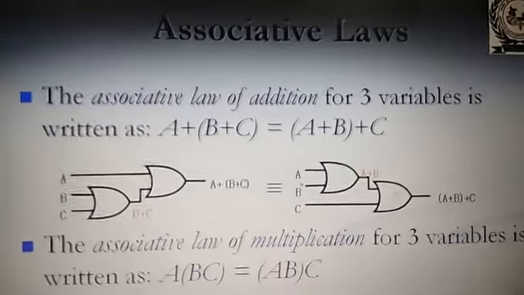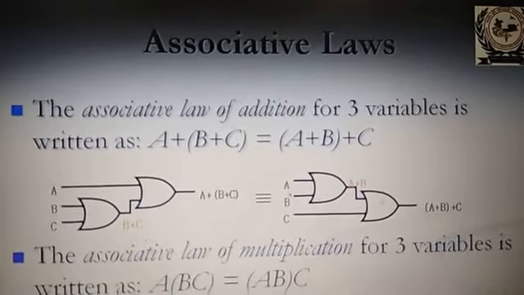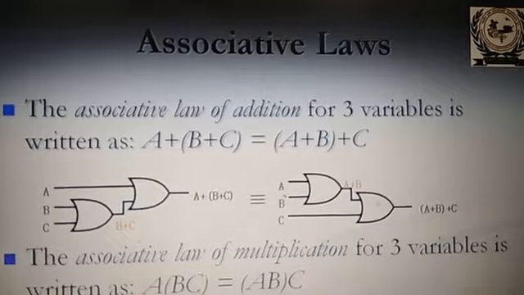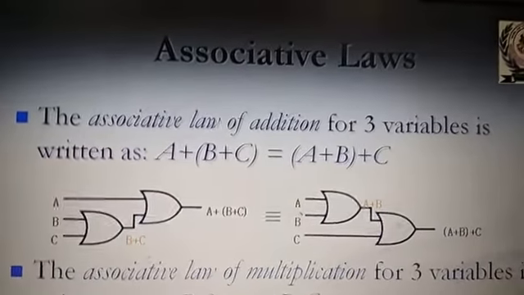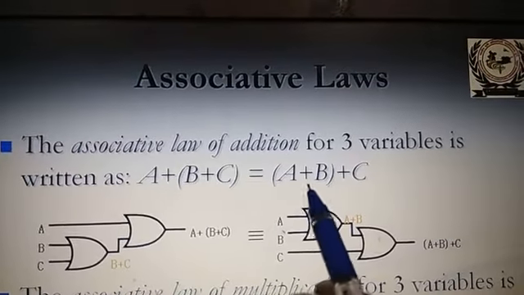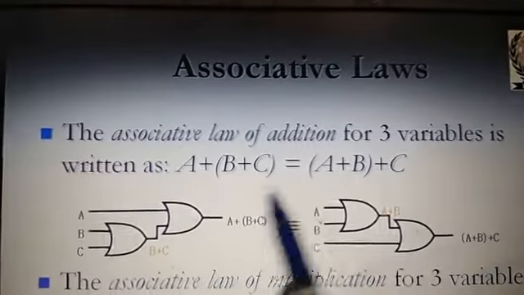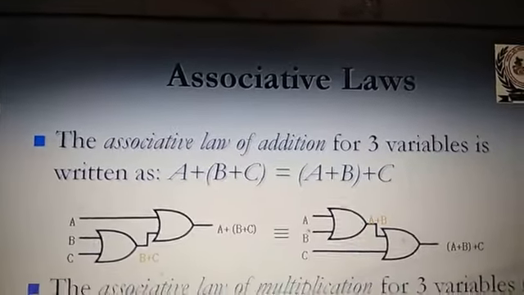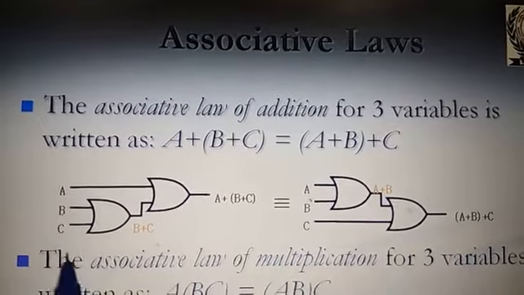Then associative laws. The associative law of addition for three variables is written as A plus in bracket B plus C is equal to, in bracket you can write A plus B and then plus C. This is called associative. And this can be implemented like this.